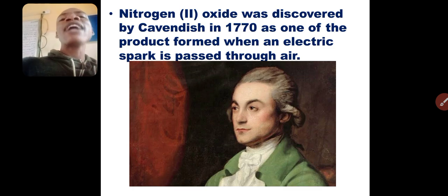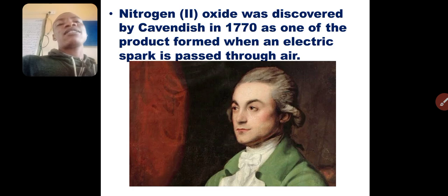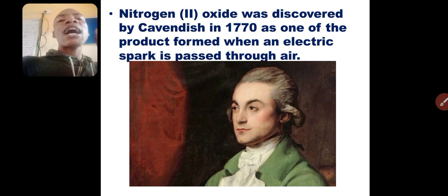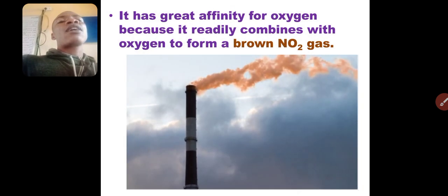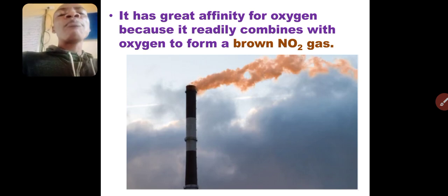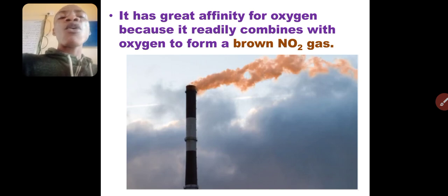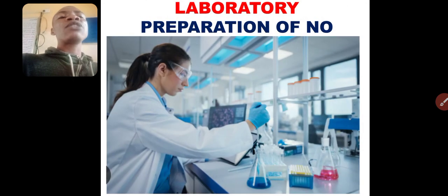It was discovered by Henry Cavendish in 1770 as one of the products formed during an electric spark, or when thunder and lightning strike rather. So NO is a product that is formed by passing strong electric voltage through air. It has great affinity for oxygen. It combines with oxygen anywhere to form brown nitrogen 4 oxide. Remember, it's colorless, but it quickly reacts with oxygen to form brown nitrogen 4 oxide.